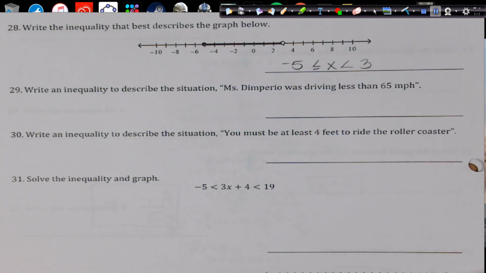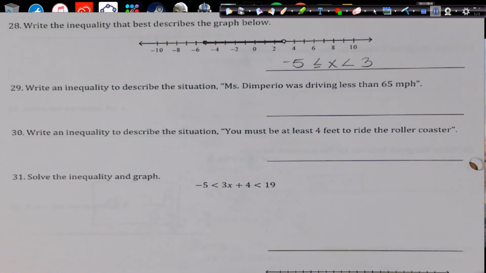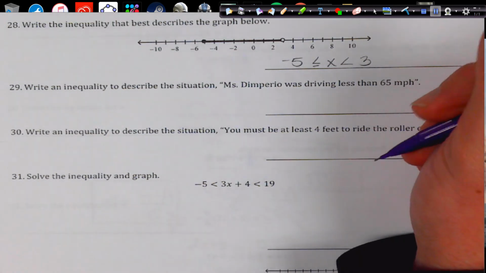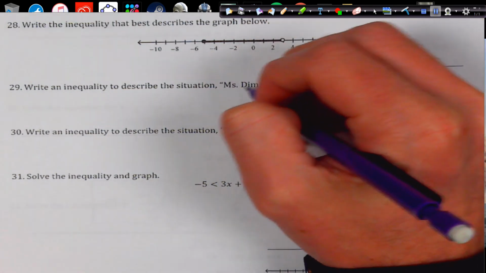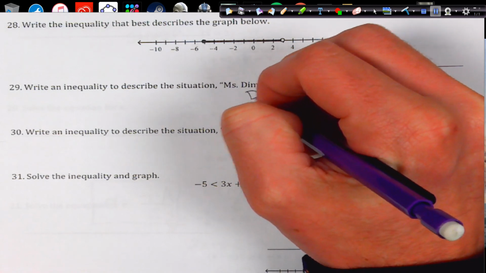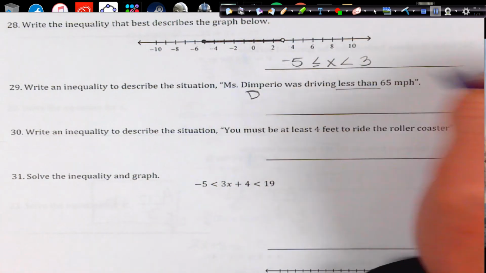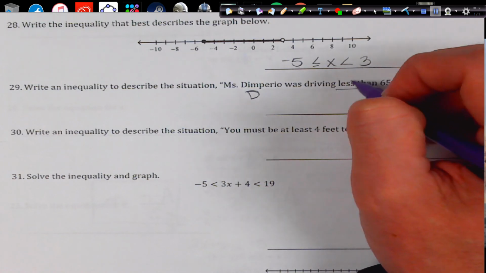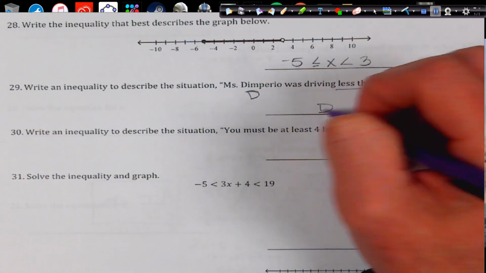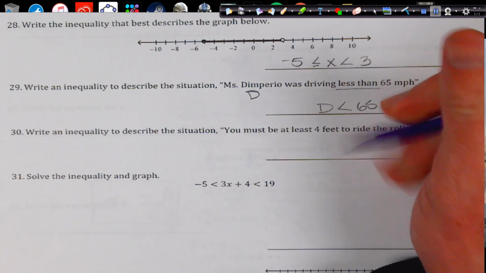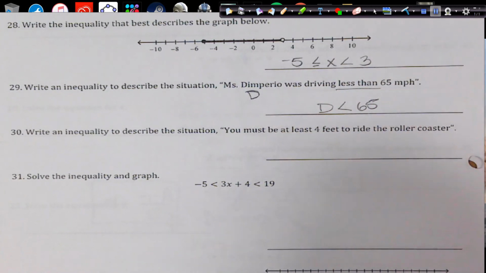Write the inequality that describes the situation. Miss Imperial is driving less than 65 miles an hour. Okay, so we can use a variable for Miss Imperial. We'll use, I guess, the variable d. Less than means we're going to use the less than symbol. So d is less than 65 miles an hour. Not equal to, just less than.